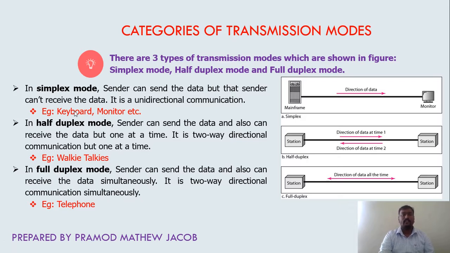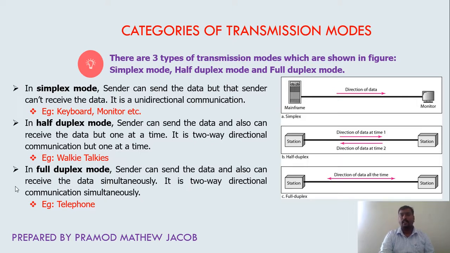The second one is half duplex mode. Here the sender can send the data and also can receive the data, but only one at a time. It is a two-way directional communication, but only one at a time. That is, it is not possible to simultaneously send data between the sender and the receiver. Example, walkie-talkies.